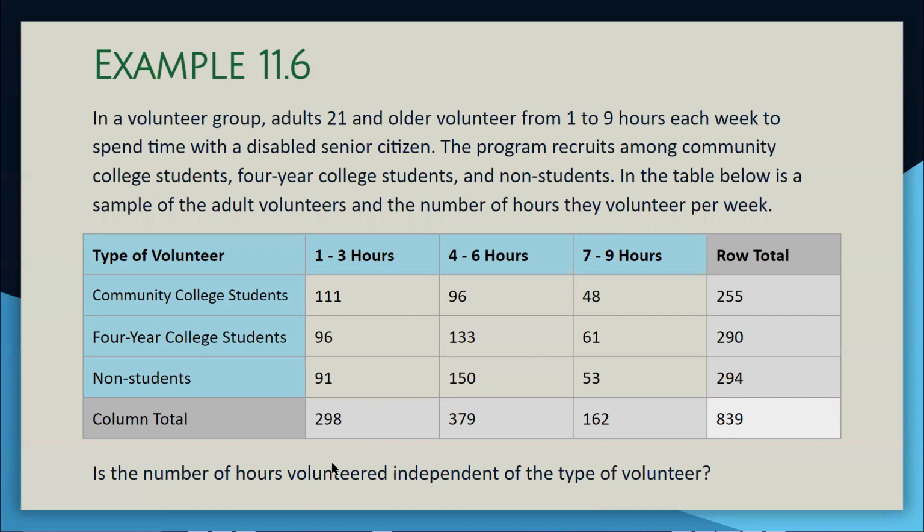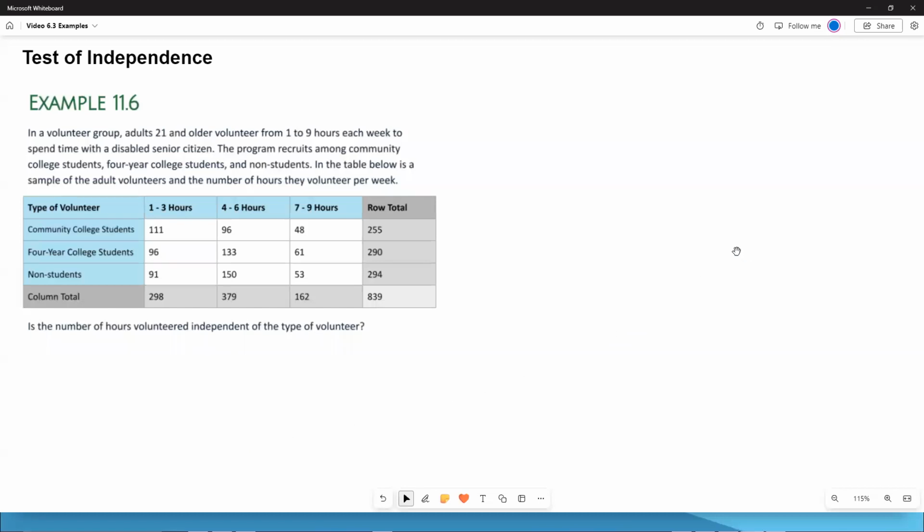So they're asking us, is there a relationship between the type of volunteer, community college, four-year college, or not a student, and the number of hours they spend volunteering? So let's go ahead and pull up our whiteboard again so we have some space to write. We're going to go ahead and pick off some information here. Get my pen going.